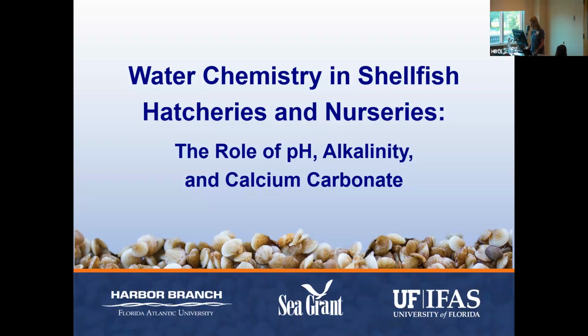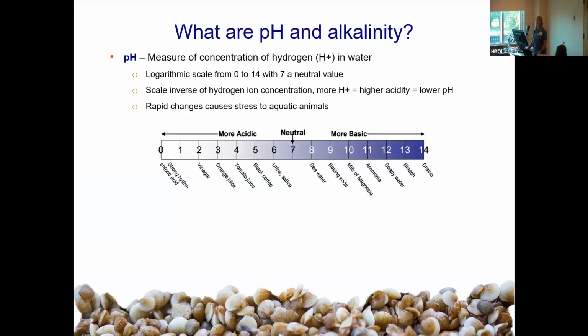So unfortunately, to get started, we've got to go with some definitions, and I'll wake you up when I'm through with that. But let's start with pH. So I think everybody knows what that is, and that's the measure of concentration of hydrogen ions in the water. It's a logarithmic scale from 0 to 14, 7 being the neutral value. And actually, it's an inverse scale where the more hydrogen ions, the higher acidity, but the lower the pH. And rapid changes can cause stress to aquatic animals. That's why we're concerned about pH.